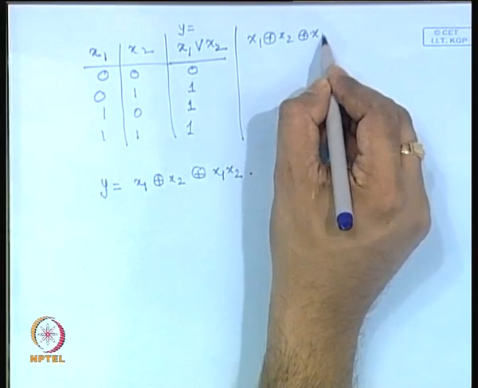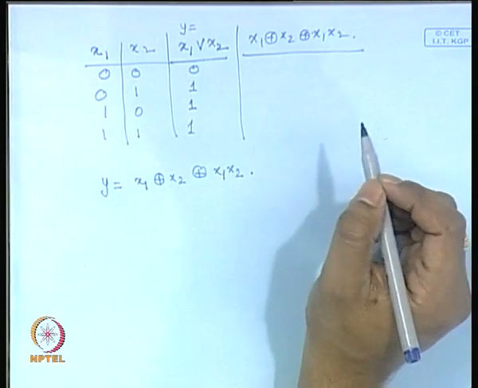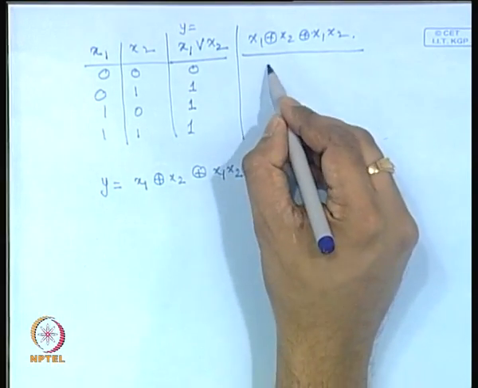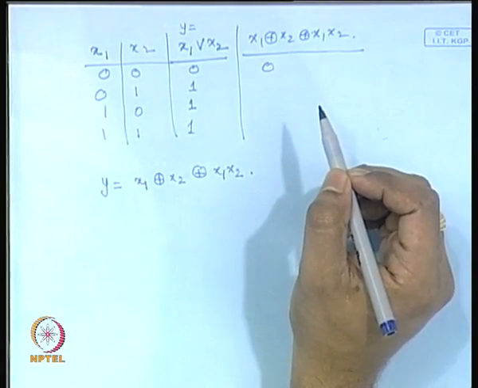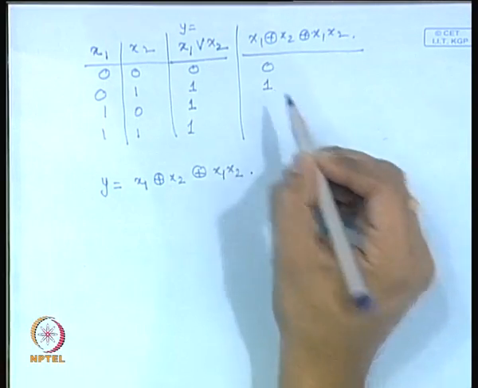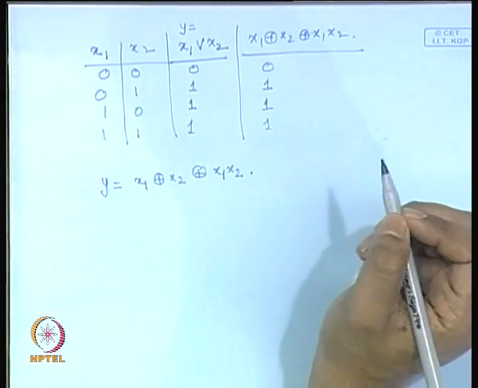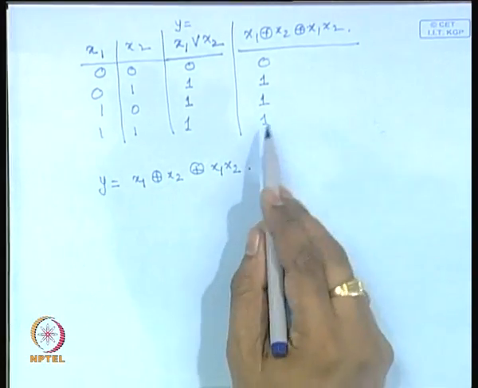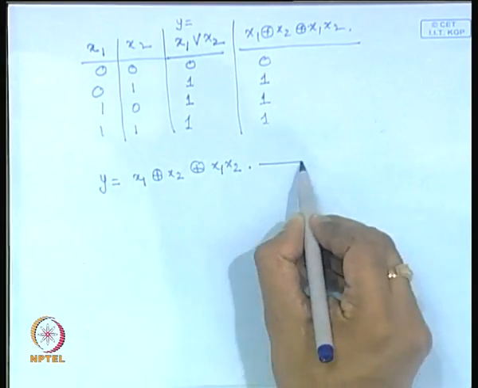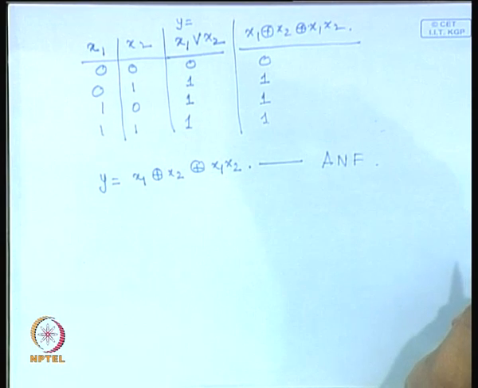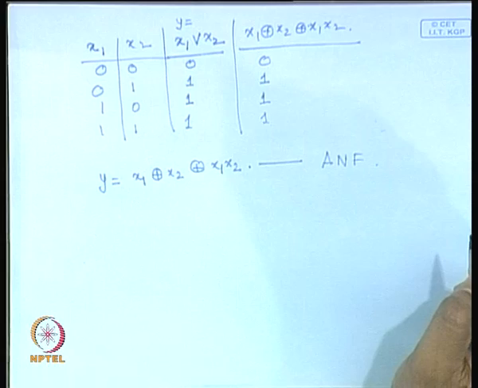XORed with x1 x2. Does it match? Right. So you see that I can actually represent it this way. This particular representation is known as the ANF representation. Okay. So there are actually algorithms, you can easily express them. Given an AND-OR form, you can actually convert that into an AND-XOR form. Okay, and vice versa also.